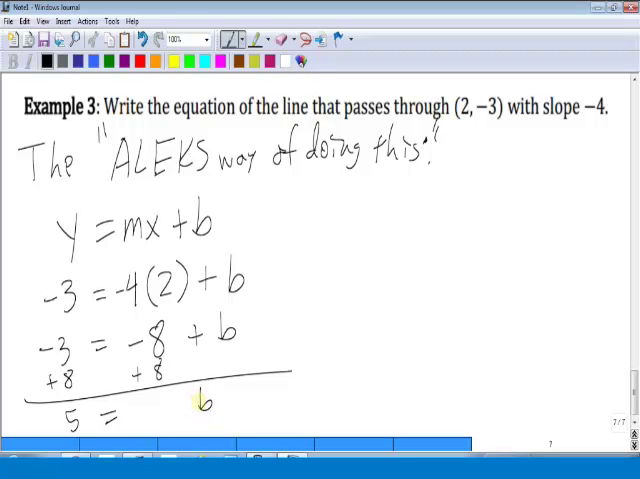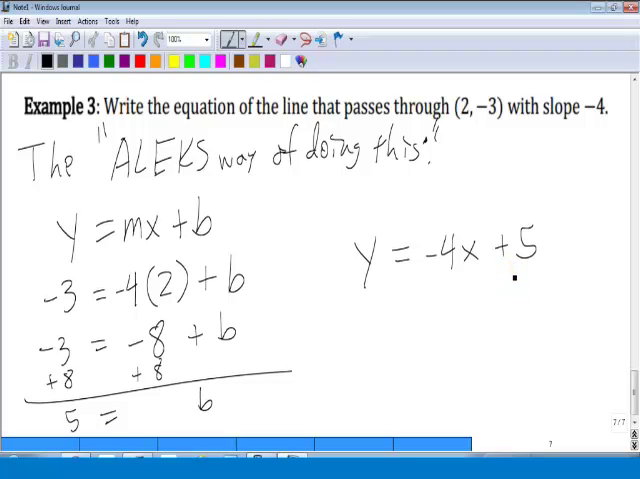So the slope was given to be -4. The y-intercept we just found is 5. So our equation, y equals -4x plus 5.